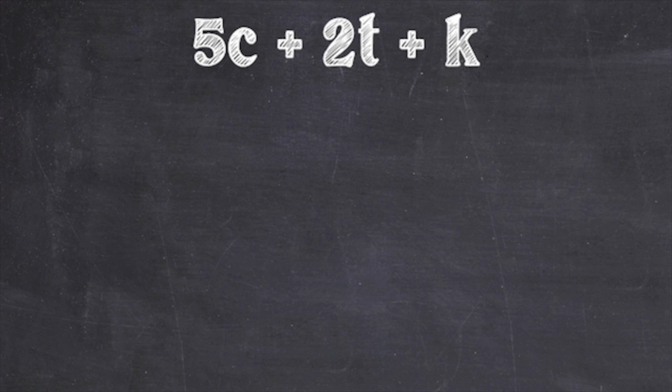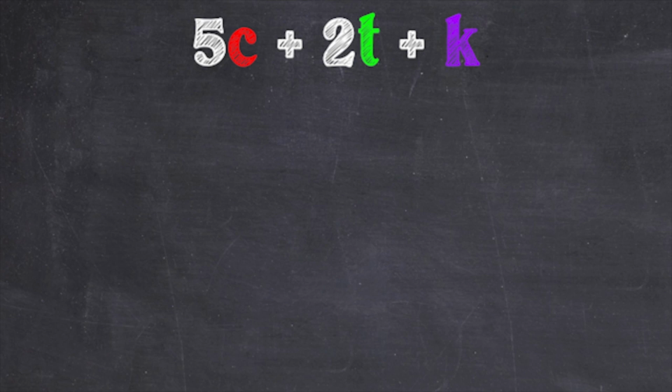Let's revisit the first problem with Peter going shopping for his sister's birthday party. If you recall, he bought 5 bags of chips, 2 tubs of ice cream, and 1 birthday cake. We use the variables c, t, and k to express the costs of each bag of chips, each ice cream tub, and each cake. So, the algebraic expression was 5c plus 2t plus k.